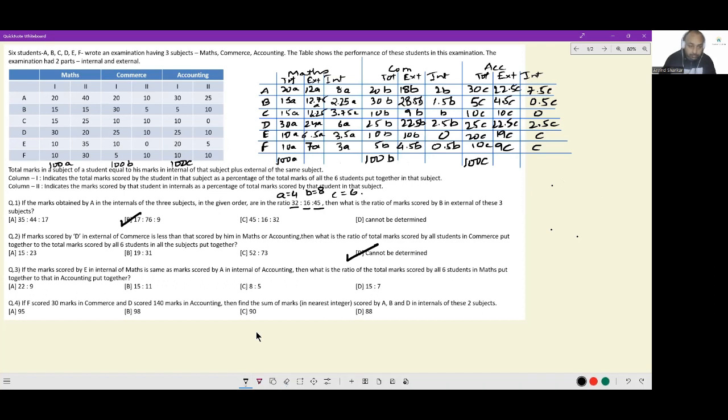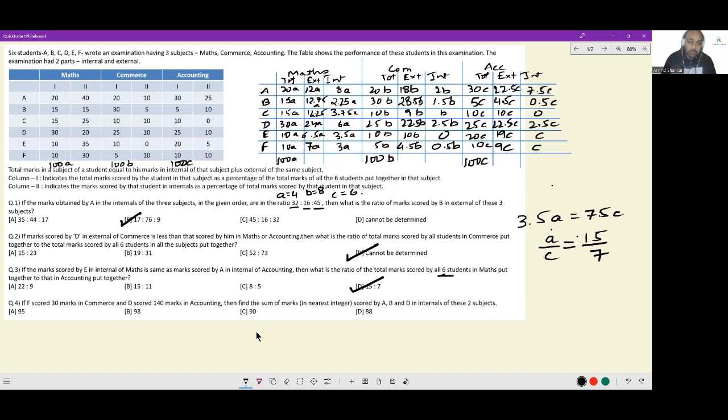Okay, next. Here the marks scored by E in internal of maths 3.5A is same as marks scored by A in internal of accounting is equal to marks scored by A in internal of accounting 7.5C. So 7 and 15. A by C is equal to 15 by 7. This much I know. Then what is the ratio of the total marks scored by all the 6 students in maths put together to that in accounting put together? So A by C is 15 by 7. So that is the ratio. Option D again. Last question.